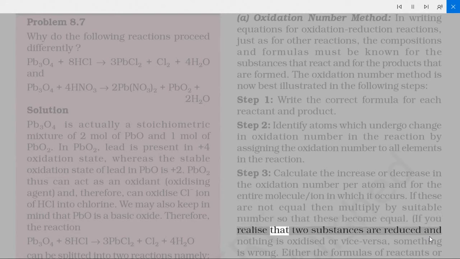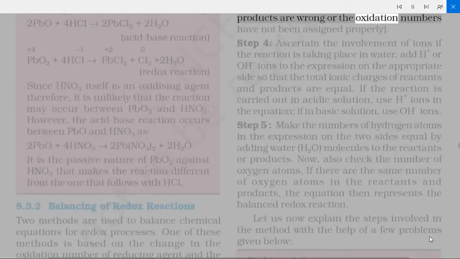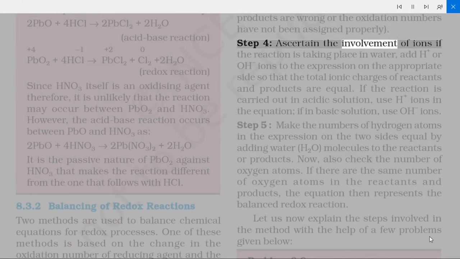If you realize that two substances are reduced and nothing is oxidized, or vice versa, something is wrong. Either the formulas of reactants or products are wrong or the oxidation numbers have not been assigned properly. Step 4. Ascertain the involvement of ions. If the reaction is taking place in water, add H+ or OH- ions to the expression on the appropriate side so that the total ionic charges of reactants and products are equal. If the reaction is carried out in acidic solution, use H+ ions in the equation. If in basic solution, use OH- ions.